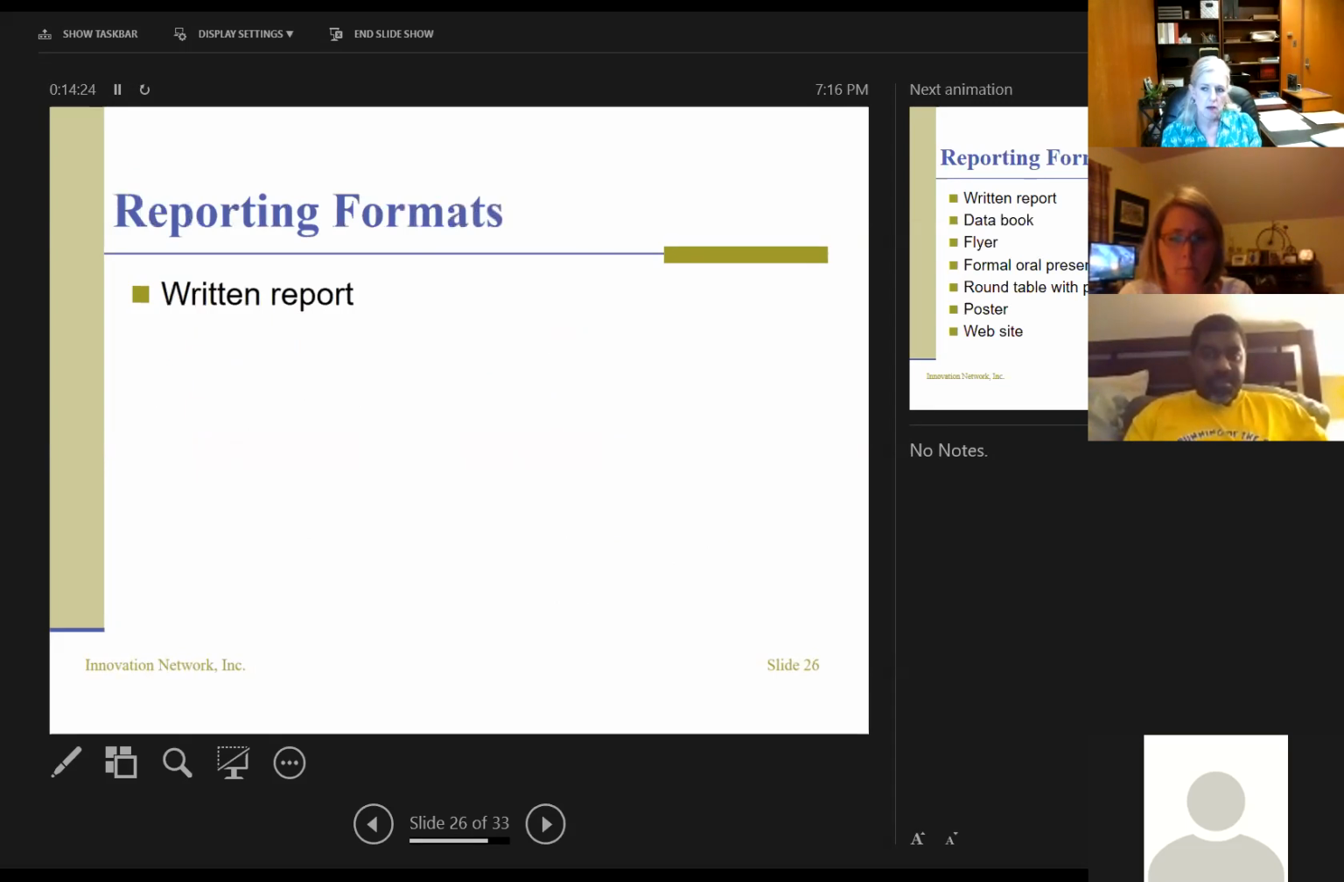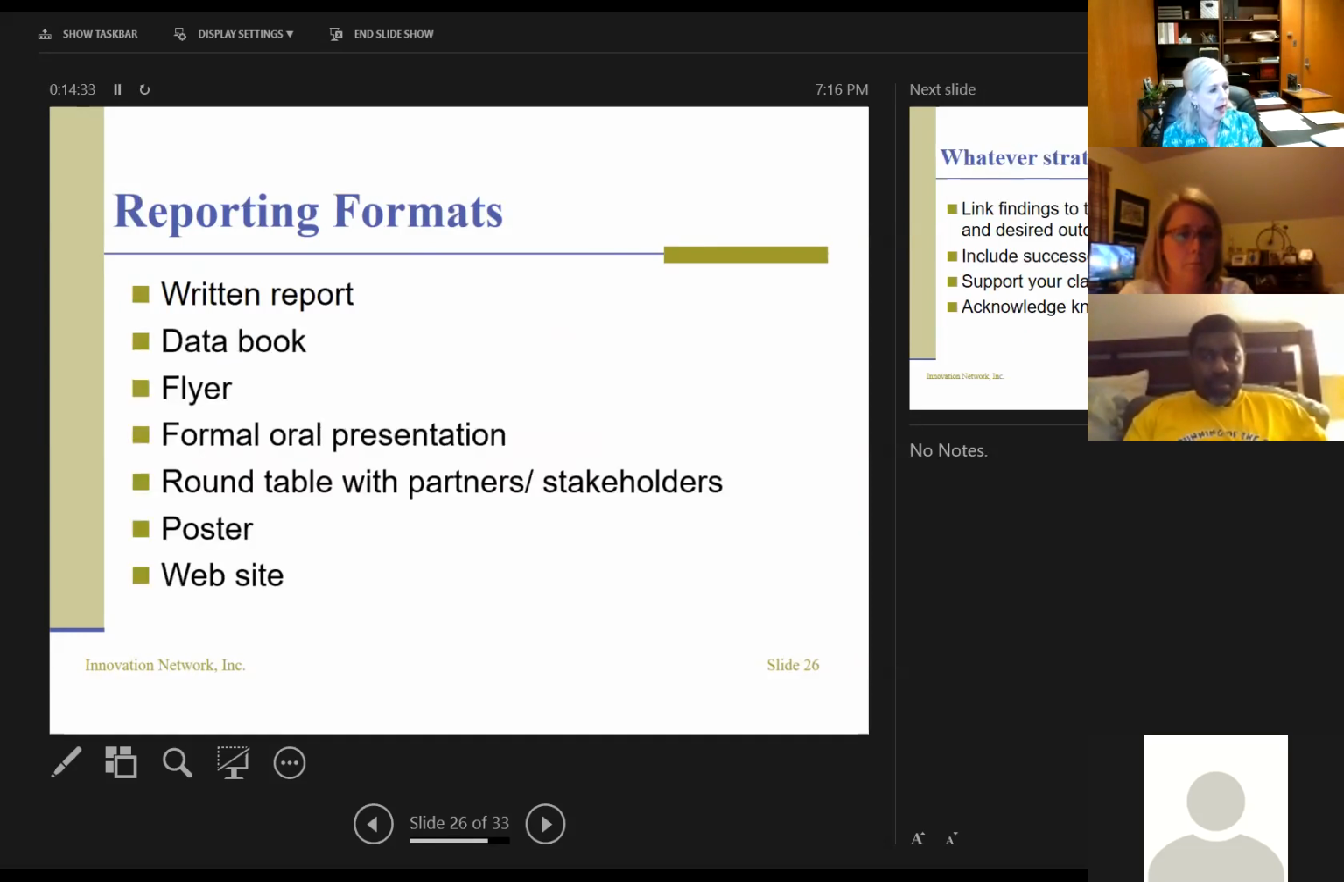You have to think about who needs the data, but also what form they need the data in. Is it better to give them a written report? Or we can give them a data book, a flyer, a poster, a website. There's lots of different ways that we can report data. So it depends on our audience. If I'm wanting to share with my whole school community, it's going to be pretty hard for me to give everybody a data book. But a website might be really efficient if we post it on our website. If it's for the board and I'm reporting in front of them, it's probably going to be a formal presentation. I'm not going to expect them to go to a website. But there are lots of different ways to report our data.